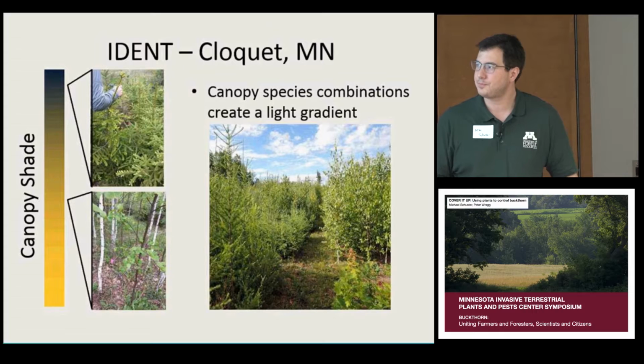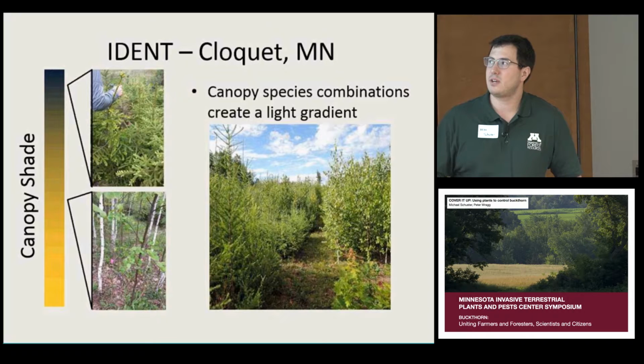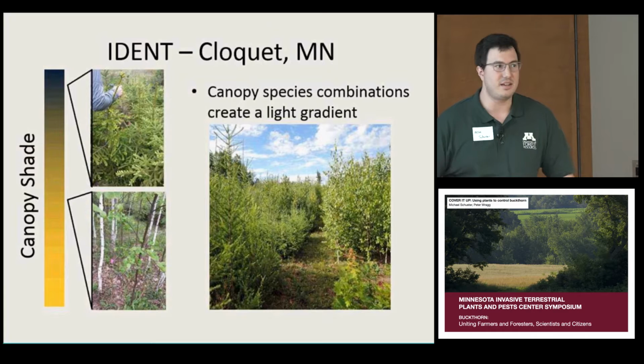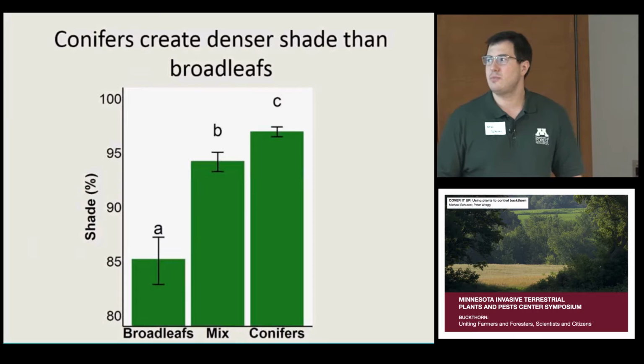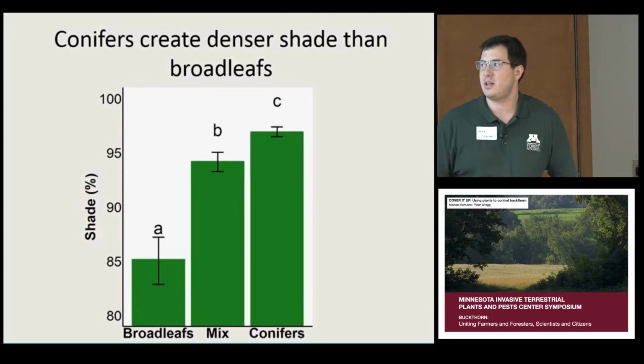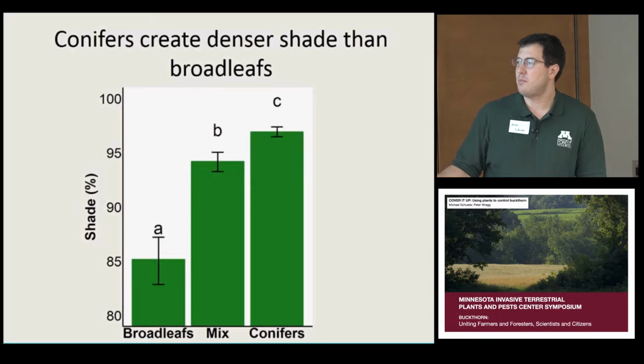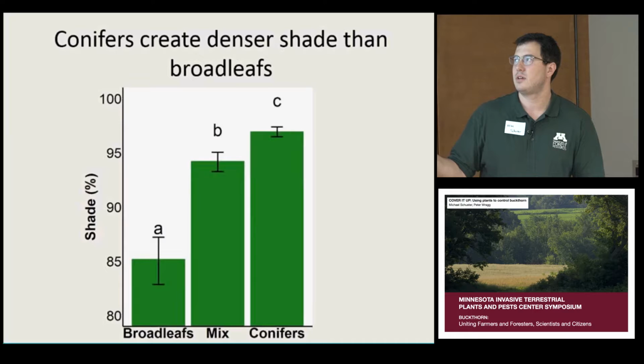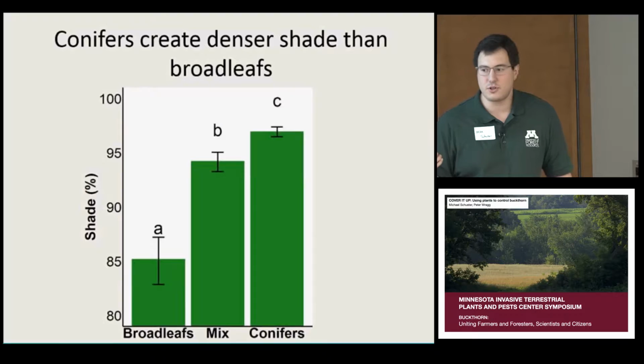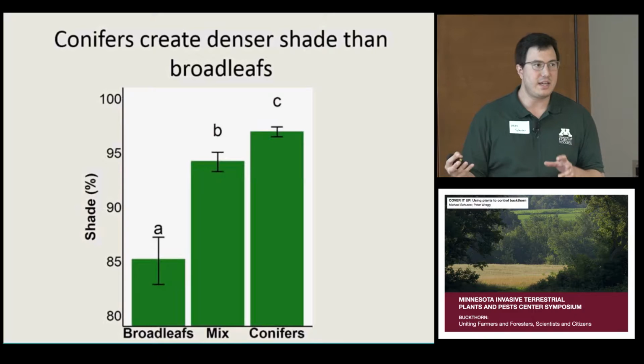So you can see an example of the different conditions created here. There's a little flag right here. That's where our germinant is. You can see it. There's plenty of visibility here, so that's a high-light condition. And then here you can't see it, so that's a darker site. As you might expect, broadleaf plots in that experiment produced less shade, about 85% shade on average, sticking it solidly in the proliferation zone or something near there. And then a mix of broadleafs and conifers had about 95% shade, and conifers alone got us to about 98% shade on average. So presenting a really nice range of light conditions that you might see in forests in Minnesota.